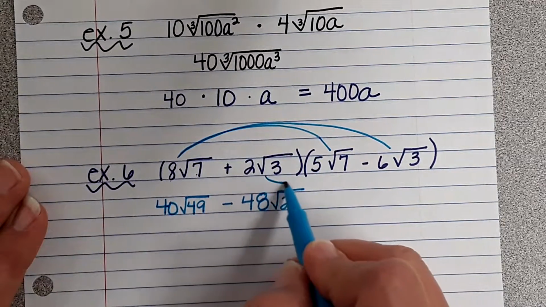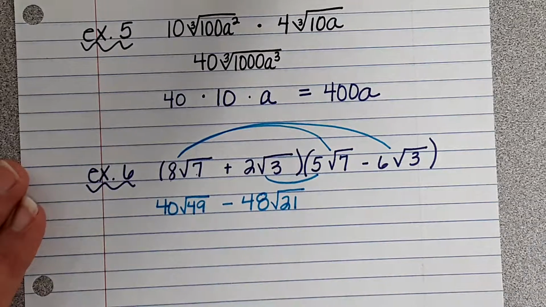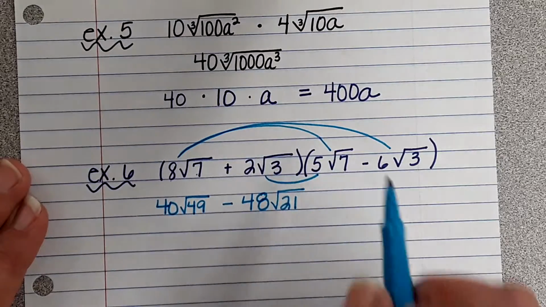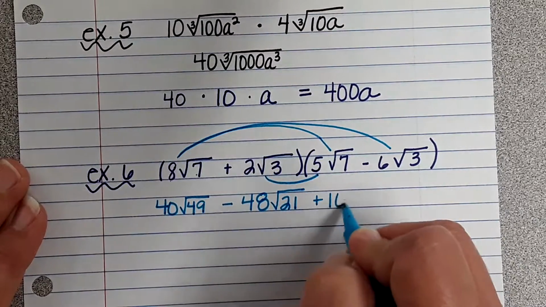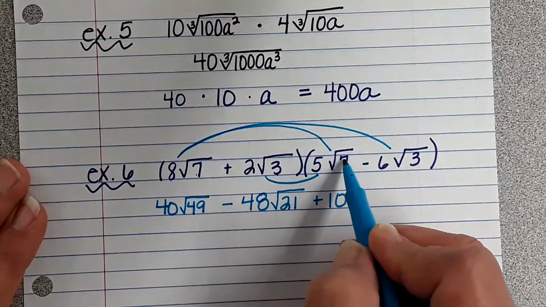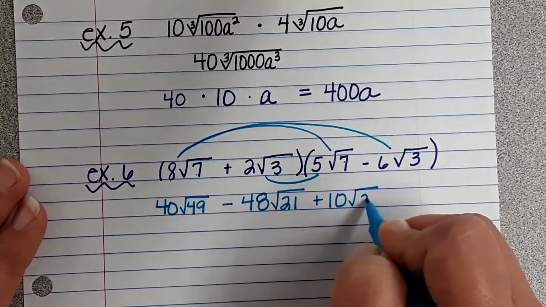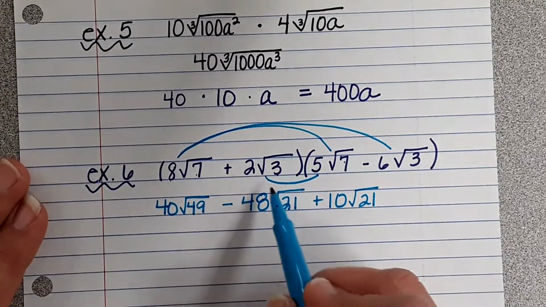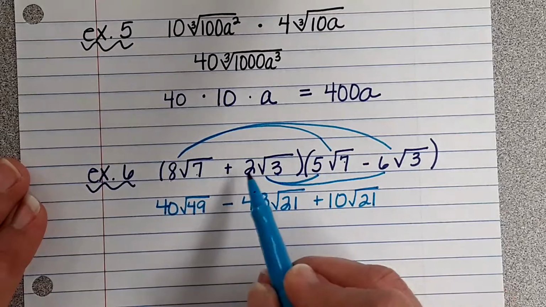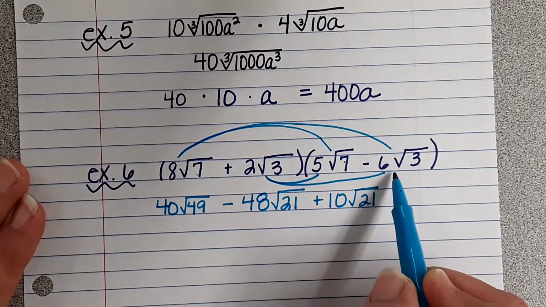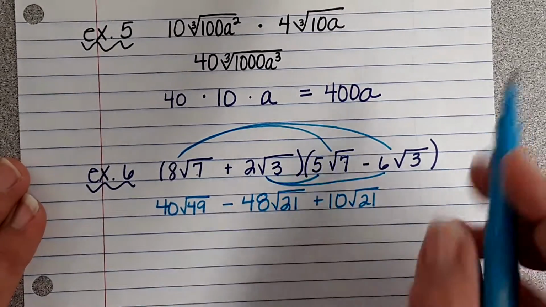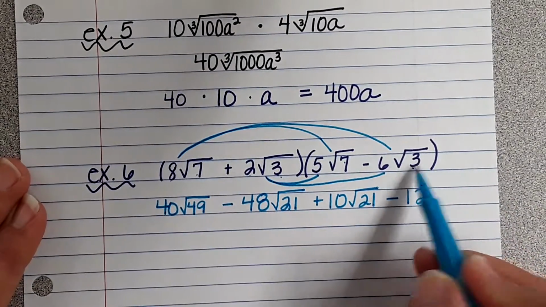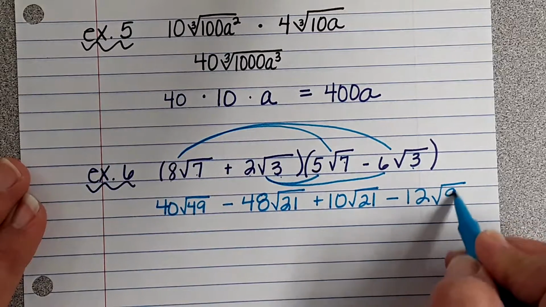Then we're going to do 2 square roots of 3 times 5 square roots of 7. 2 times 5 is 10. The square root of 3 times the square root of 7 is the square root of 21. And then we're going to do the last one. Then we're going to do 2 square roots of 3 times negative 6 square roots of 3. 2 times negative 6 is negative 12. The square root of 3 times the square root of 3 is the square root of 9.